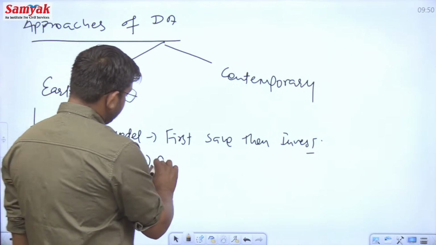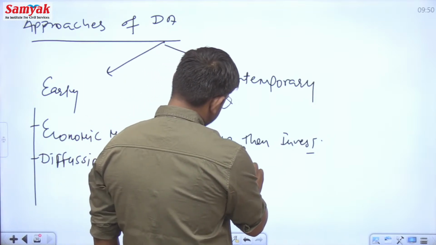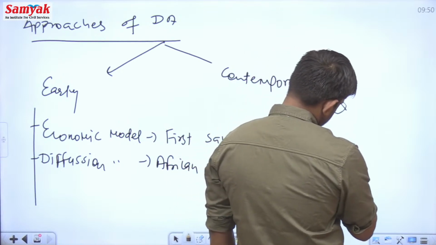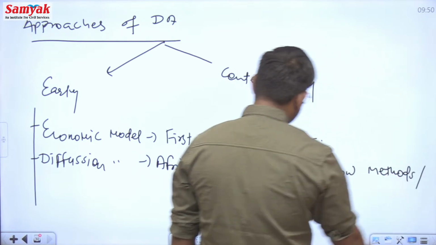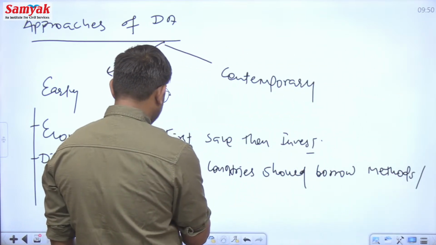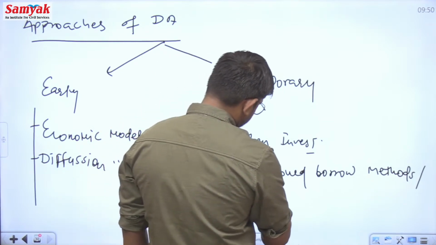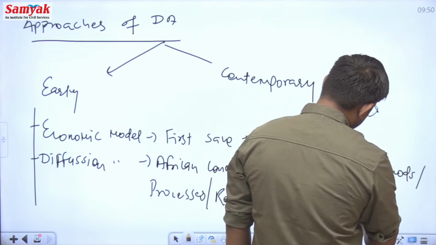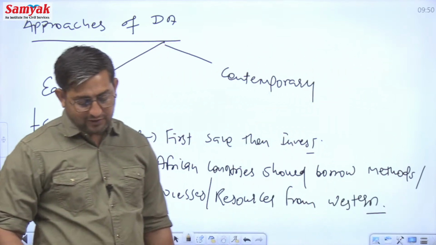It means African countries should borrow methods and processes from resources, technology. There can be diffusion of anything from the Western world. So basically, it was argued that the development of the African countries should be dependent on the Western world.